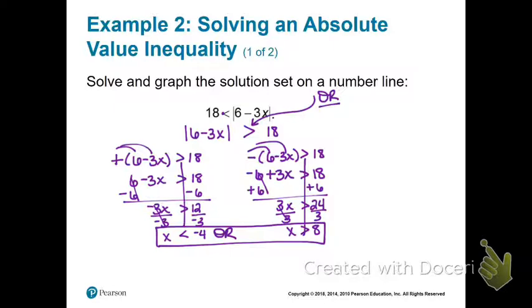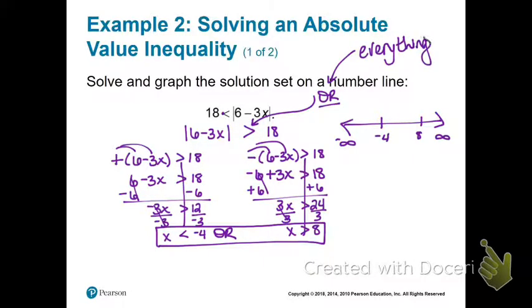Typically, we don't see inequalities written in set builder notation, but we could go ahead and graph this. So if I'm going to graph this, I got my infinities. I got to have a negative 4 and an 8. Now remember, because this is an or statement, we graph everything. So if it makes the first inequality true or the second inequality true, it's going to be part of our answer.